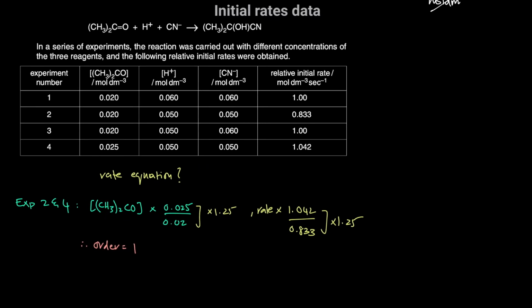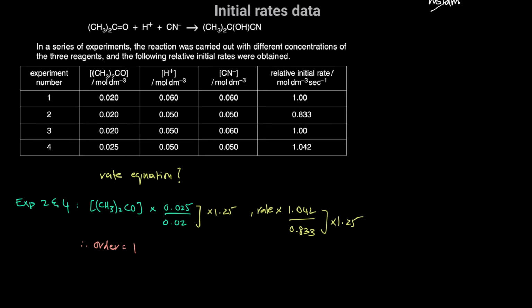Next we want to determine the order with respect to H plus. We need to keep the concentration of the other two reactants constant and change the concentration of H plus. So we can look at experiments 1 and 3, where we're keeping the ketone concentration and the cyanide concentration constant.